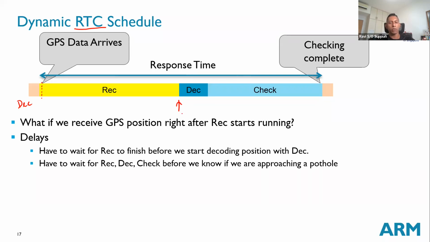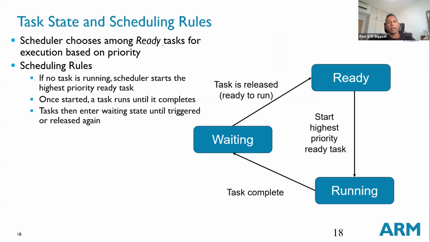So this is of course a lot better if I'm able to dynamically change my sequence or schedule. This is one good way of responding. And of course, how you can do it is you need to keep track of the state of the various tasks. We're going to go into more detail on this when we start the OS.